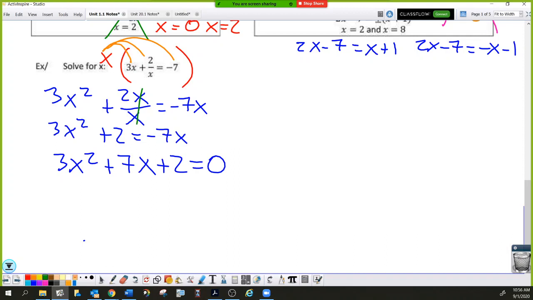Alrighty, so Lizzie method. A times C is 3 times 2, which is 6. Our B value is 7. And it should be pretty obvious which two numbers multiply to 6 and add to 7.